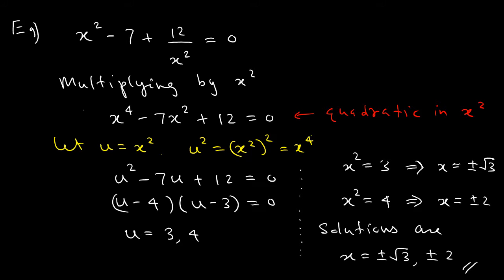So what we did was we first multiplied by x squared and then used the substitution u equals x squared, and then you get a simple quadratic equation in u. You solve for u, and then you set them equal to x squared again and solve for x. So let's do one more like that.